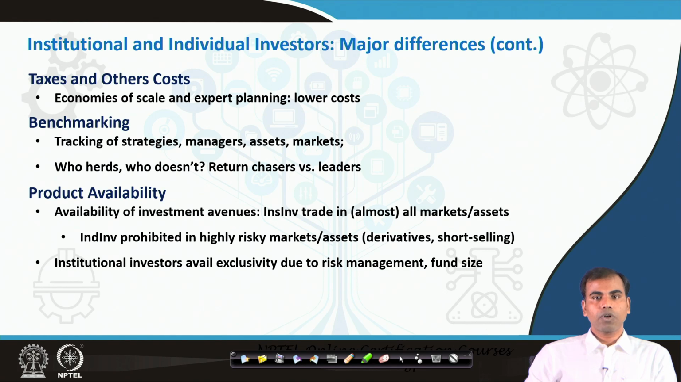Another factor that is most important for understanding the differences between individual and institutional investors is the availability of products. In most of the markets across the world, the products that are available to institutional investors might not be available to individual investors. Whereas individual investors can invest in equity, bonds and other products in financial markets, they cannot take part in investment choices that are considered to be highly risky, such as trading in the options market or short selling.